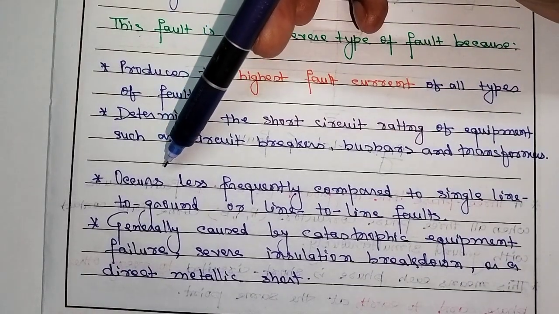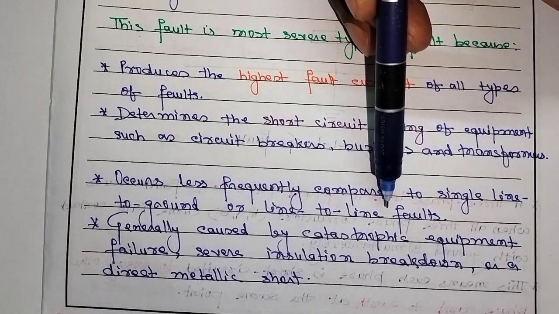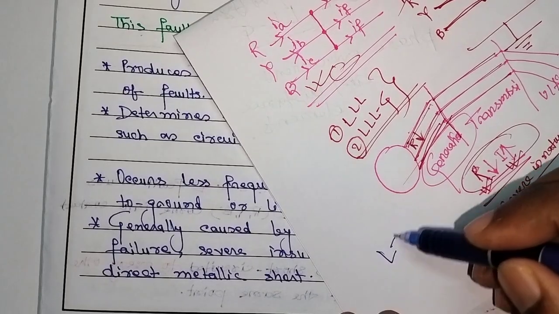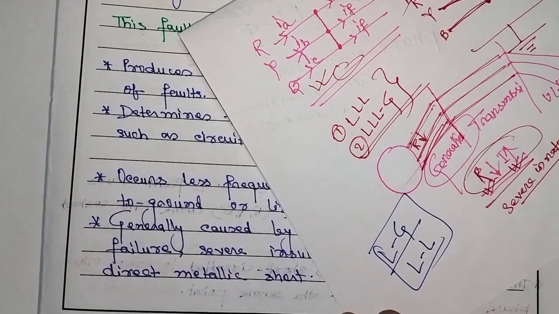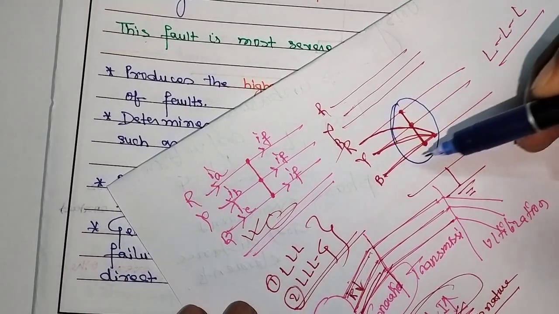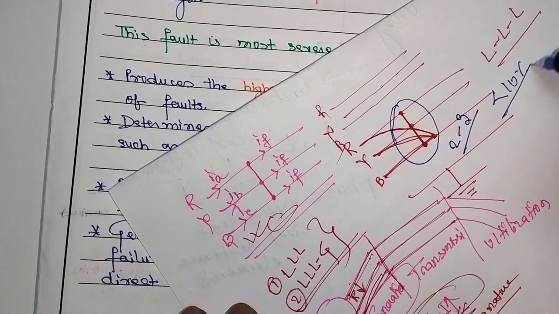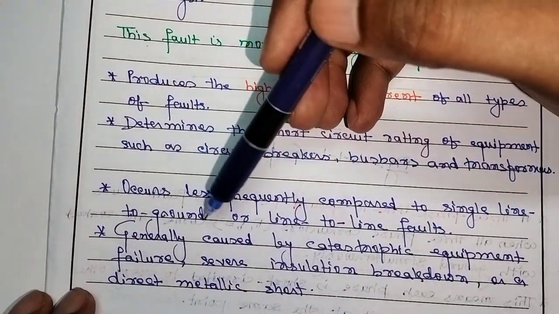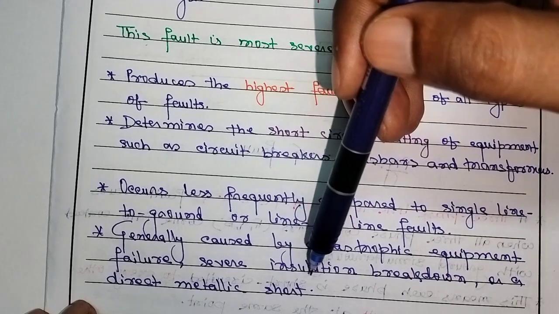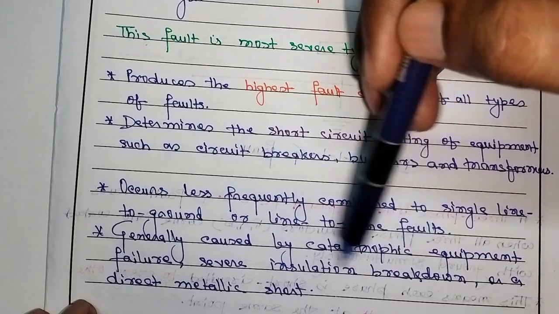Next, it occurs less frequently compared to a single line to ground or line to line fault. If you compare it with the other types of faults like the single line to ground fault or the line to line fault, it occurs very rarely, when all three lines of the system get connected. Very rare means maximum 2 to 3%, less than 10%. Next, it is generally caused by catastrophic equipment failure, severe insulation breakdown, or a direct metallic short at the generator site.